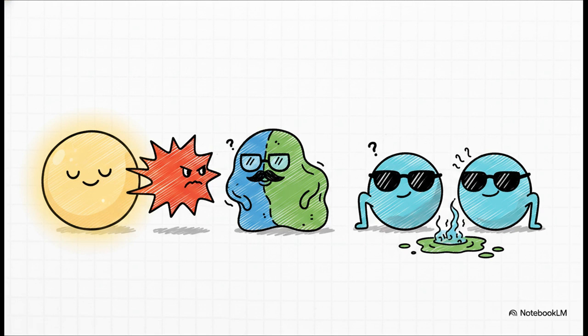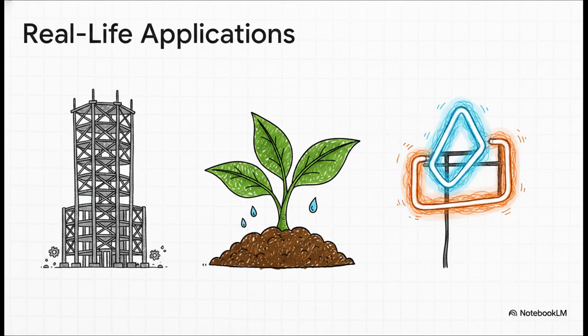And remember copper and silver? They sit so low on the reactivity series they just completely ignore common acids. So why does any of this matter? Because these microscopic rules directly provide us with the skyscrapers we live in, the food we eat, and the neon lights that illuminate our cities.